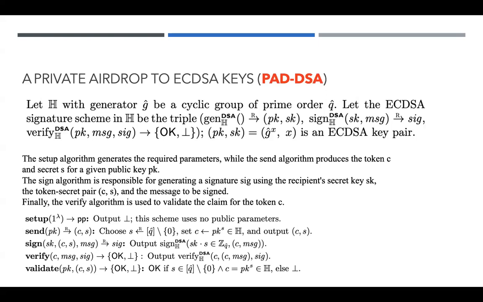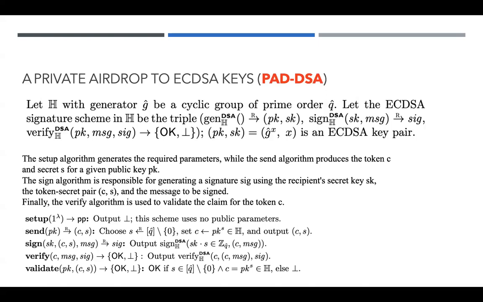In PAD-DSA, the token C is generated as a fresh ECDSA public key derived from an existing key pair. The secret key SK is utilized alongside the recipient's secret key and the token C to sign a new transaction. This signature is verifiable by any blockchain verifier V using the token without gaining any knowledge about the recipient's public key. The cryptographic construction ensures that the recipient's identity remains undisclosed during the airdrop process, preserving privacy.